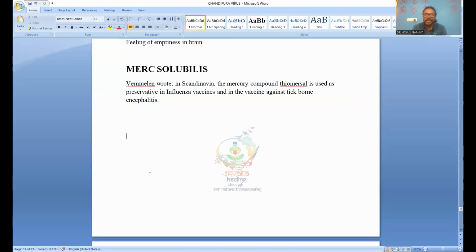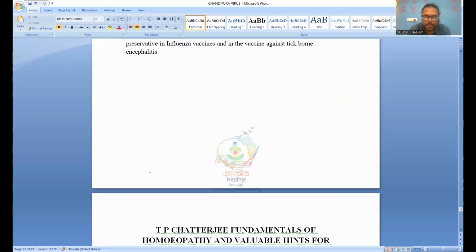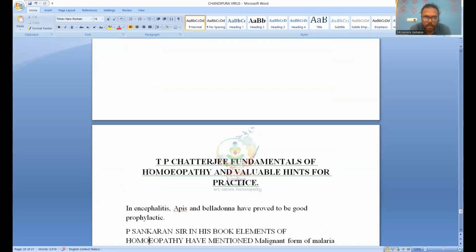Vermeulen wrote that in Scandinavia, the mercury compound thiomersal is used as a preservative in influenza vaccine, and in the vaccine against tick-borne encephalitis. That is what is written in Vermeulen.